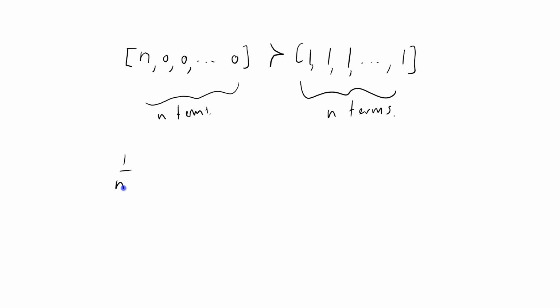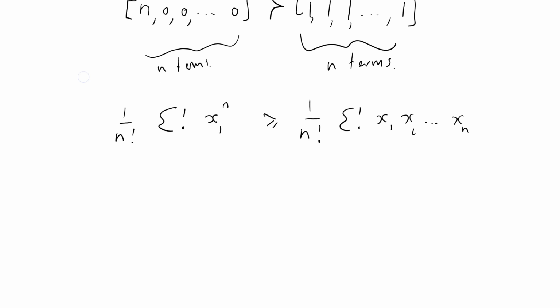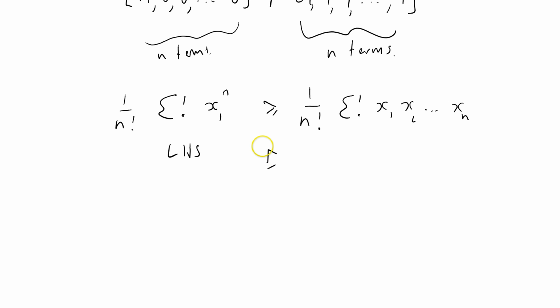Well, basically it says that 1 over n factorial sigma over summations of x1 to the n times all the other terms to the power 0 is greater than or equal to 1 over n factorial again times the sum over permutations of x1, x2 up to xn. Okay, well, let's just have a think about this. That's the left hand side, which we know from Muirhead is greater than or equal to the right hand side.